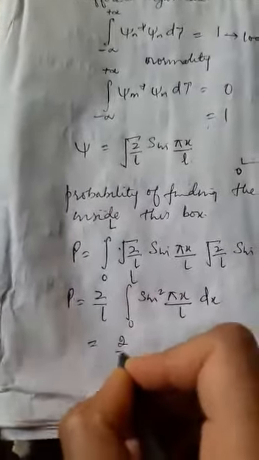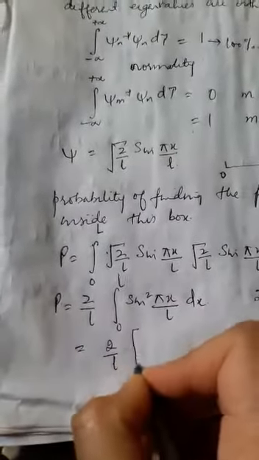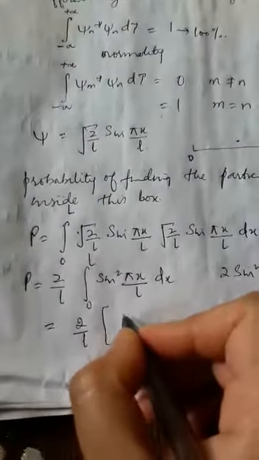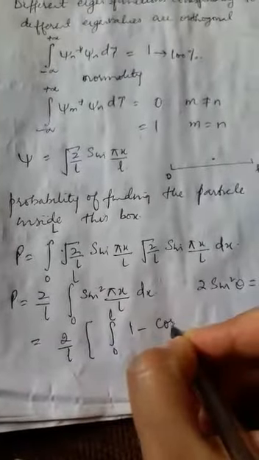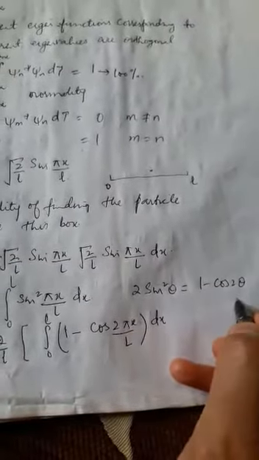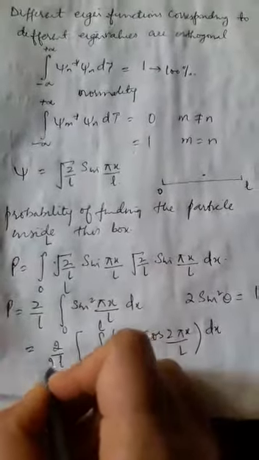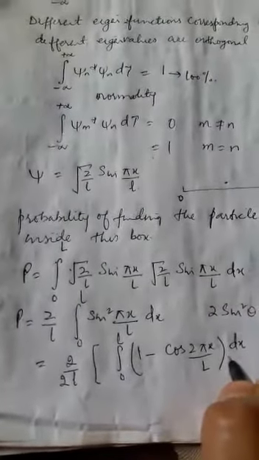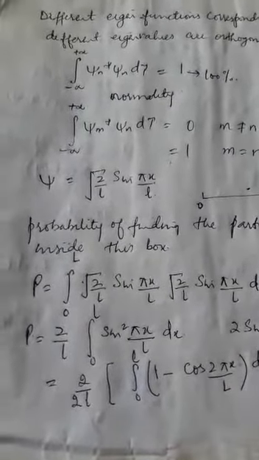So what are we going to write? 2 by L, and for this I'm writing integral 0 to L, 1 minus cos of 2 pi x by L dx, and then we can take this factor of 2 in the denominator, which will be here. If you are okay with that, let us proceed.